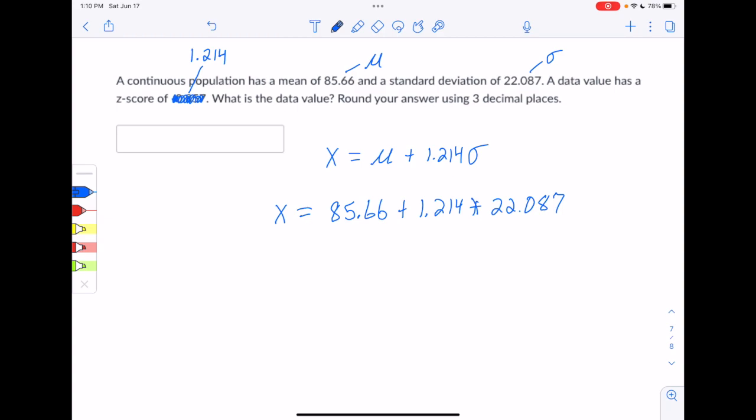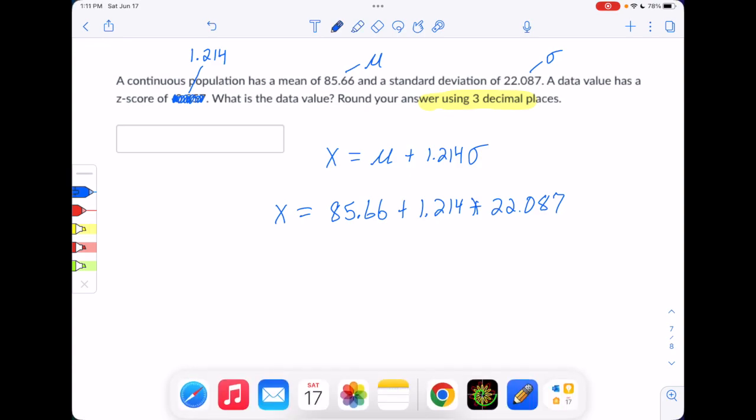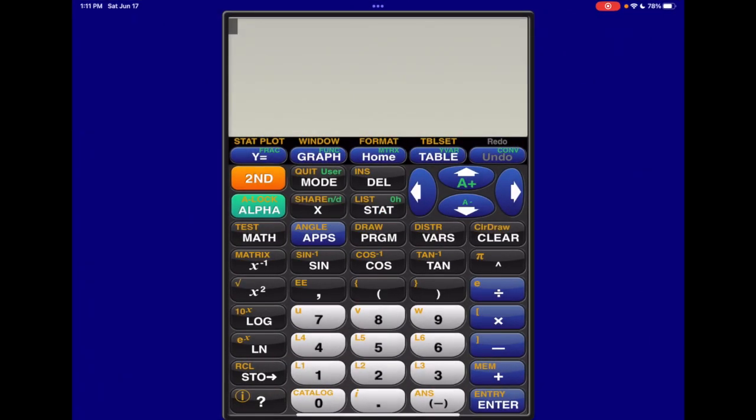So here's the right path. Let's go calculate the answer to that piece and round it as they requested to 3 decimal places, and then that is going to be it. So switching over to the calculator, we type in the mean, 85.66. We add 1.214 times 22.087. They said round to 3 decimal places, so that would be 112.473, but the 3 is followed by a 6, so we're going to round that 3 up and put 112.474.